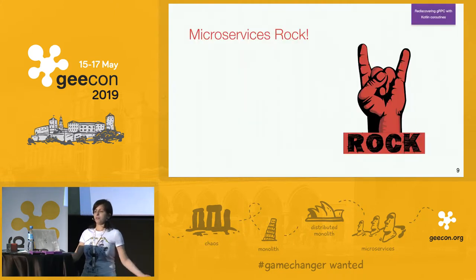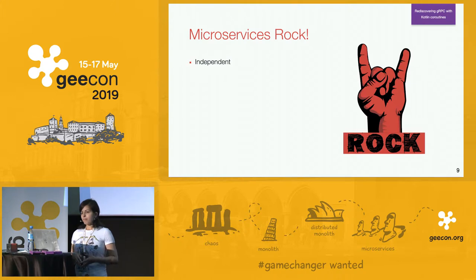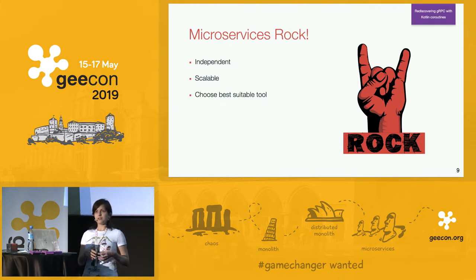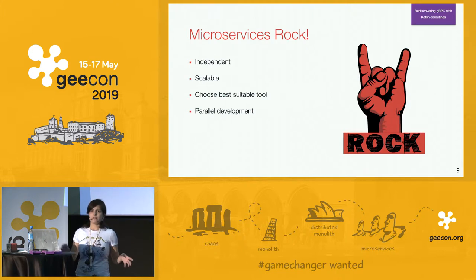Why microservices are so cool? Because we can do some independent development. We can divide some big project into small pieces and develop them independently. And of course, small pieces are easily to scale. That was the main purpose of creating microservices architecture. And you can choose the most suitable tool, because if you divide something in small pieces, one piece could be developed in Java, another in Scala, another in Go, another in Node, and it works. Sounds like magic. And of course, you can do this development in parallel. One team works on one microservice, another team works on another microservice, and you just define the contract and are happy with it. And so on.